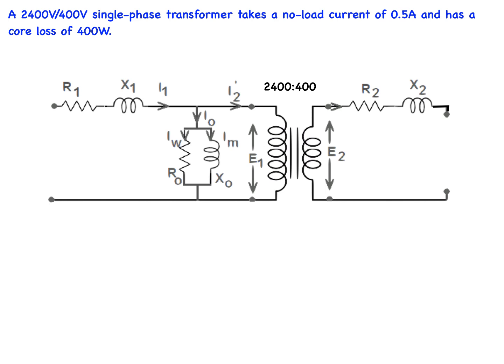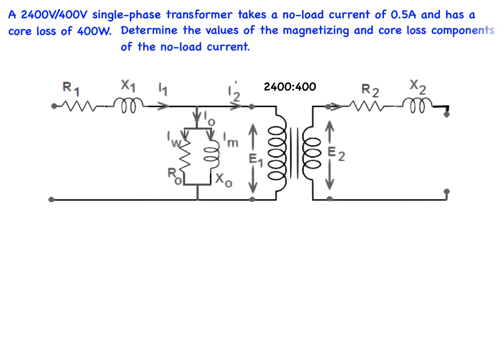Our task will be to determine the values of the magnetizing and core loss components of the no-load current. Since this is no load on the transformer secondary, all of the current flowing will be due to the magnetizing current. That is to say, all of I1 will be due to the magnetizing current I0. Therefore, I1 equals I0. Because there is no load, I2 will be 0.